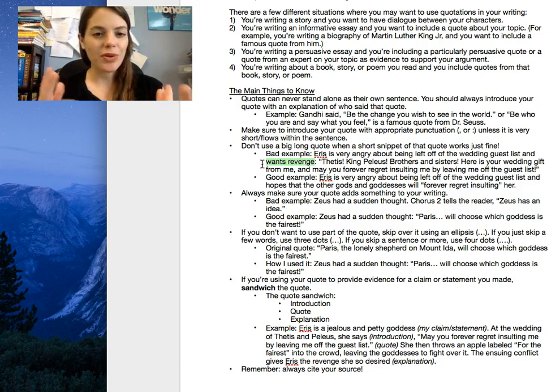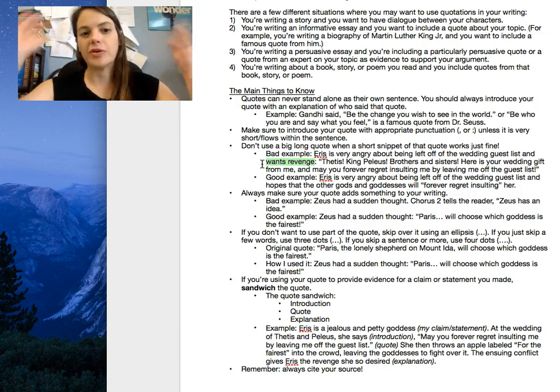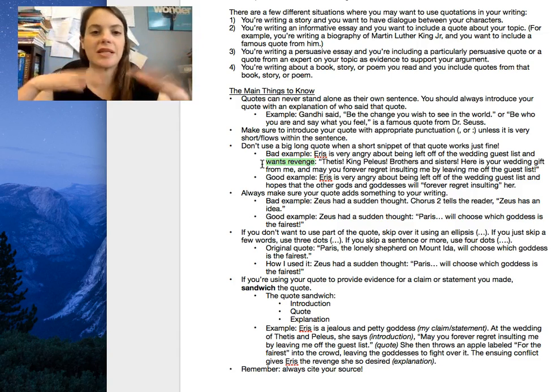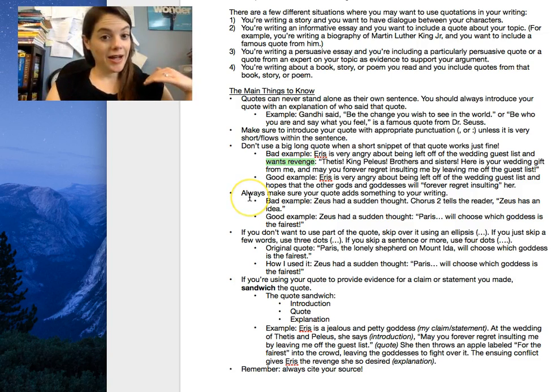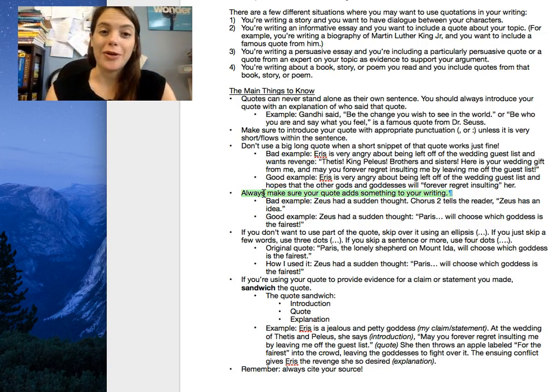So I only need to include that part of the quote where she's going to make them regret it. I don't need the whole quote. I don't need where she's yelling people's names. That's not necessary. Second, also along with that, always make sure your quote adds something to your writing. If you don't need a quote there, you don't put one.